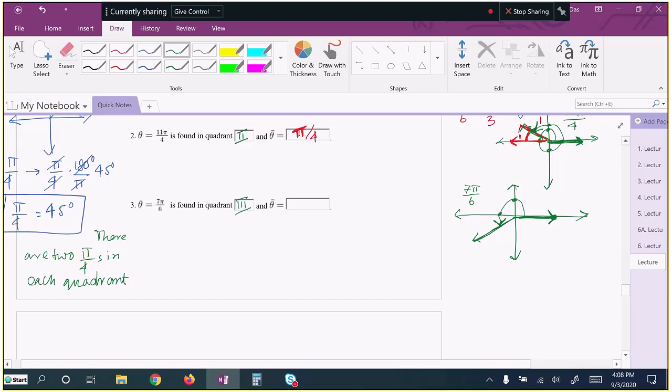The second answer is the reference angle, which is the angle between the terminal side and the nearest direction of the x-axis. So this much is the reference angle. Now how much is that? Remember, this is only one count of pi over 6. So the reference angle is pi over 6. Okay.